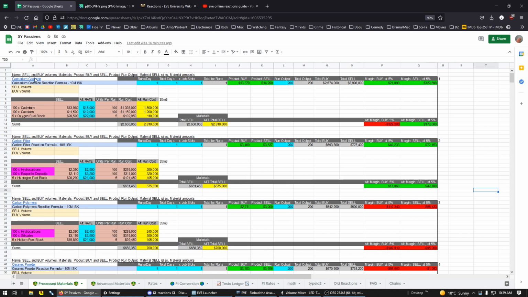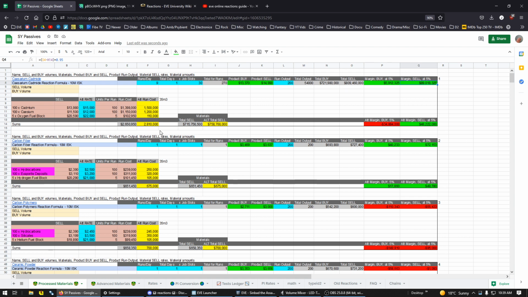Let's say with Caesarium cadmide, one job run would net us 329, so almost 330,000 ISK per run. Now with level 3 reactions, you can run 9 runs per day, and maxed out characters on a single Omega account would be 30 job slots. So you can see in a day, theoretically, we would net 89 million ISK doing 1 day of these reactions.